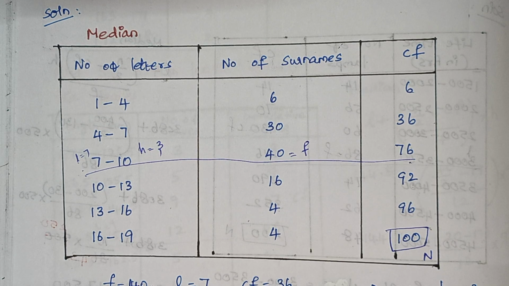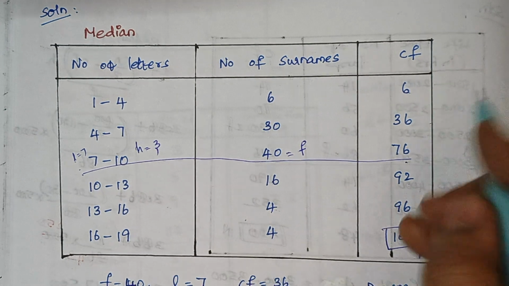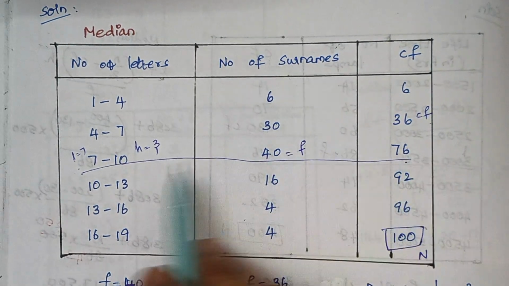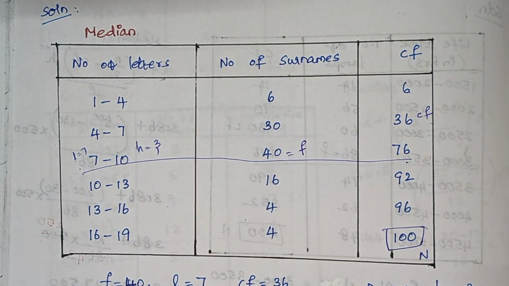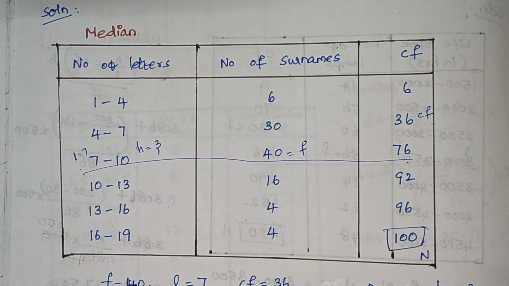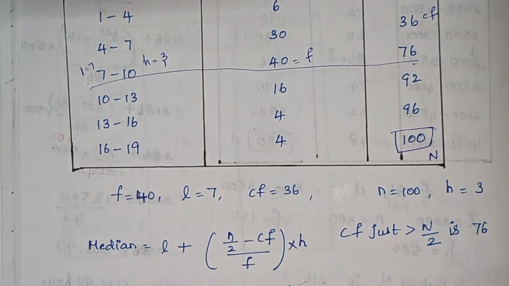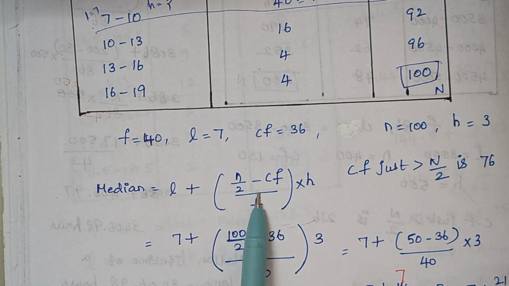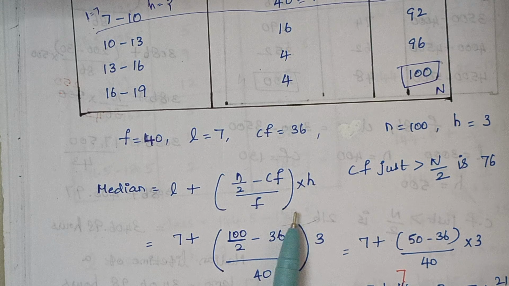Then what is the value of cumulative frequency? So this 36 is our cumulative frequency. The value prior to this selected row gives the cumulative frequency. So now just substitute the values. So here the value of median is L plus n by 2 minus Cf divided by f into h.